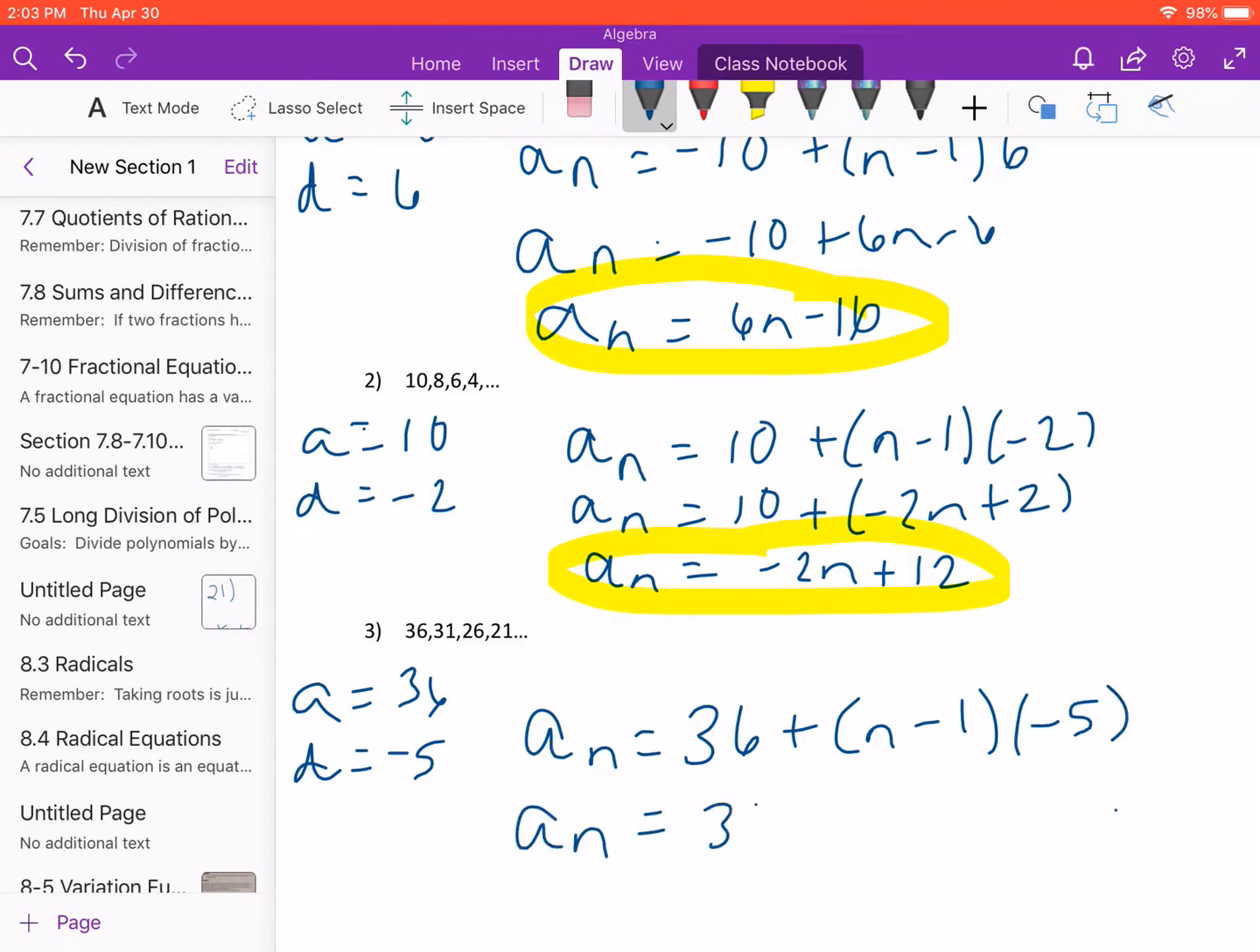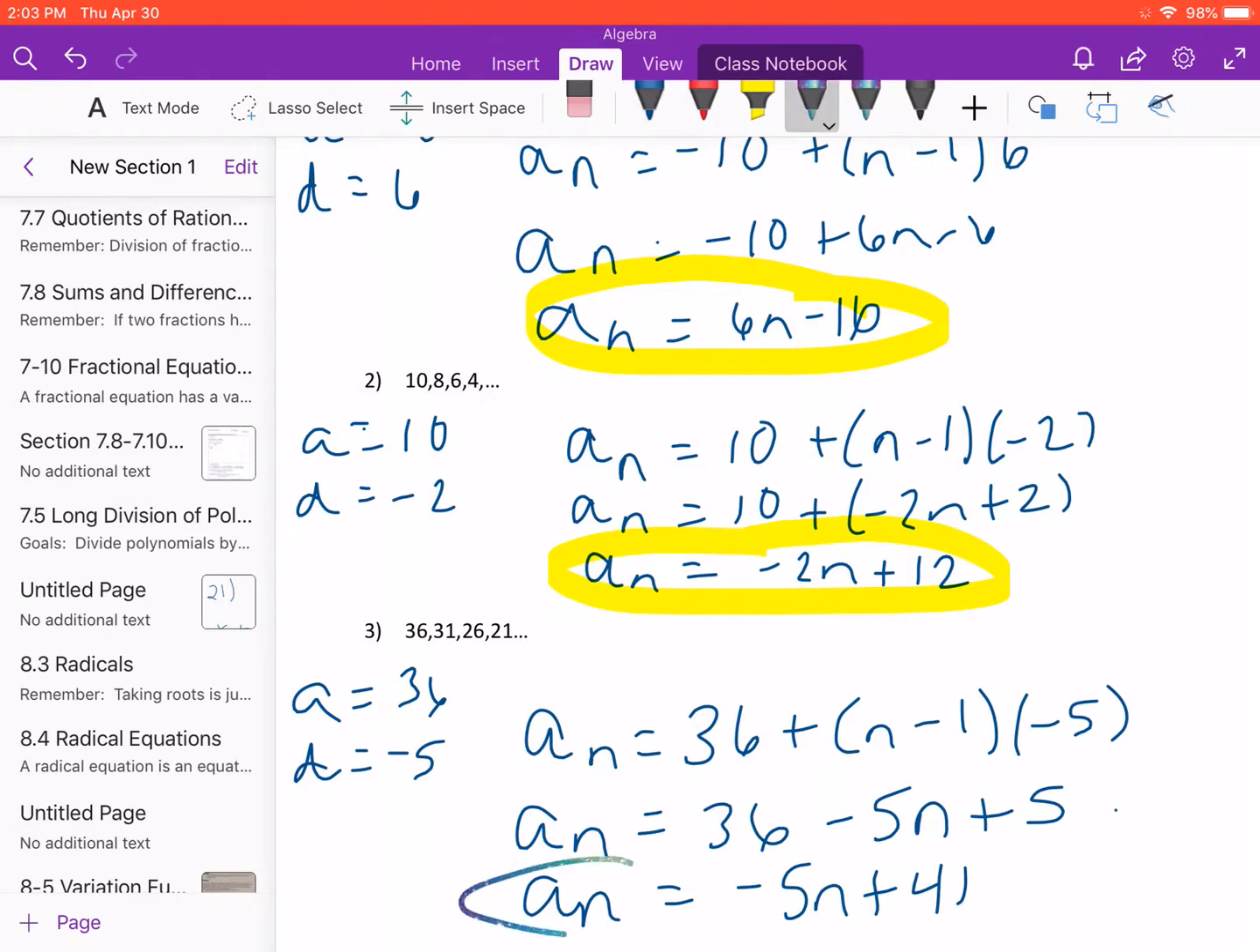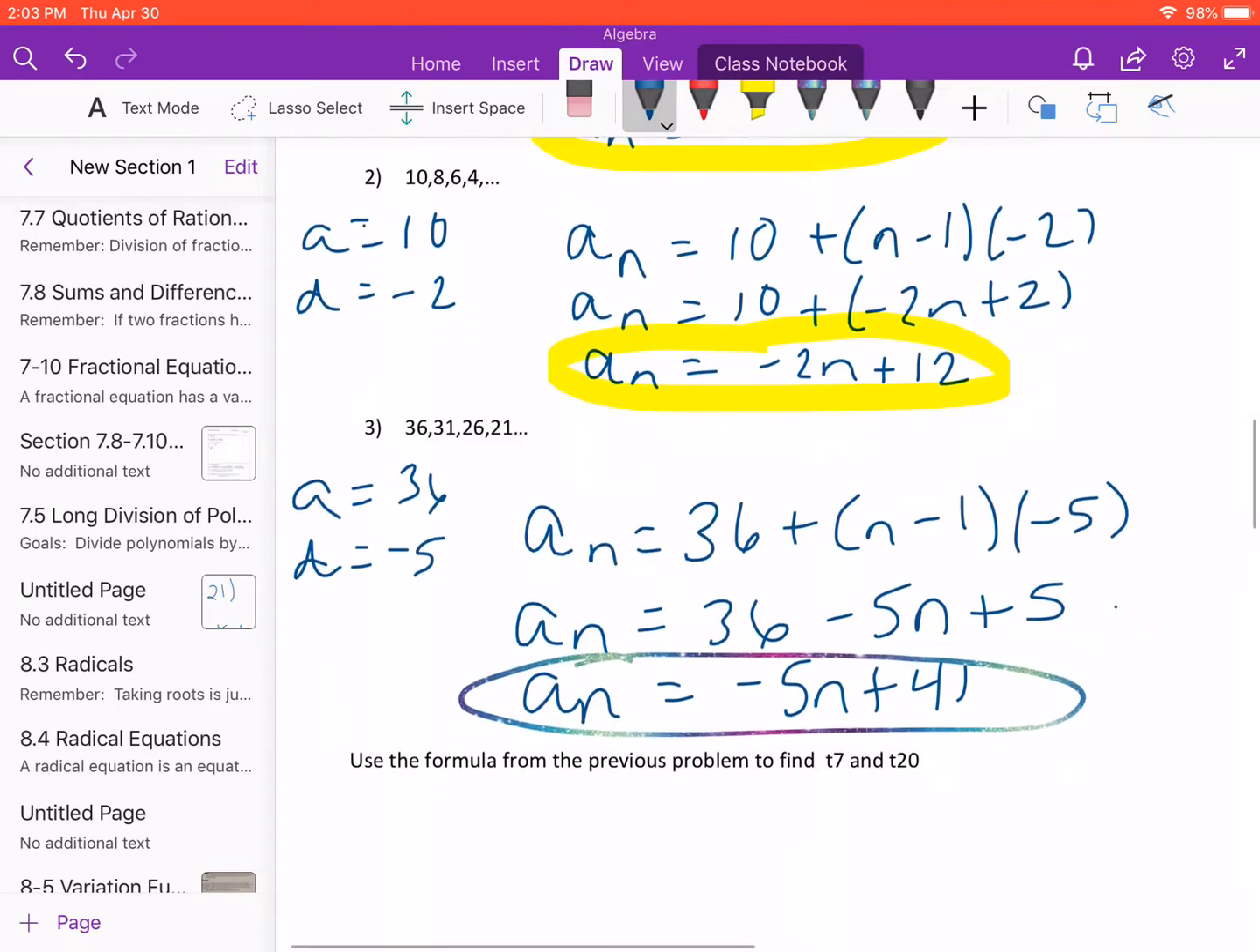A sub n equals 36 minus 5n plus 5. We can simplify one more time, and we can simplify to -5n plus 41. And so we're going to use this one in the next problem.